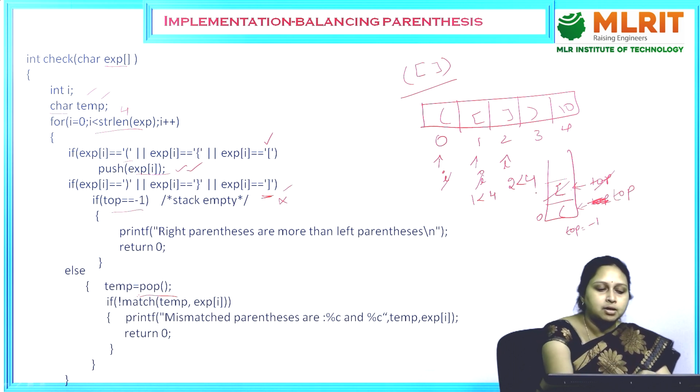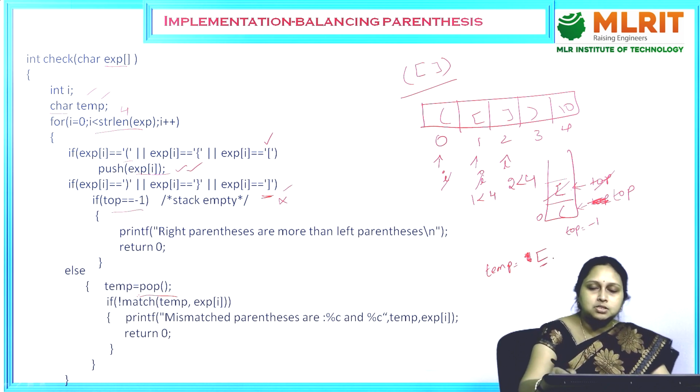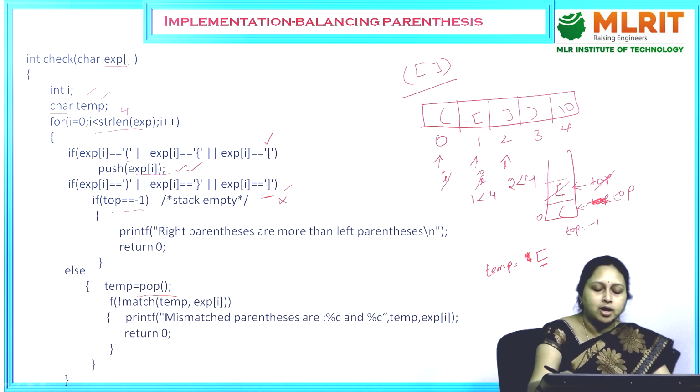And removing the element, I am going to place it in the temp value. Temp equal to, we are going to place that open square parenthesis. Why am I placing this? Because I need to check for the match. That's why I am storing this character into my temporary variable. Now I got the square parenthesis in temp.